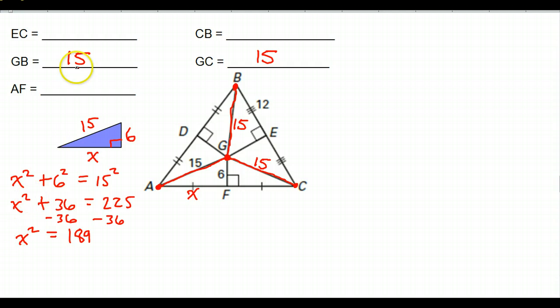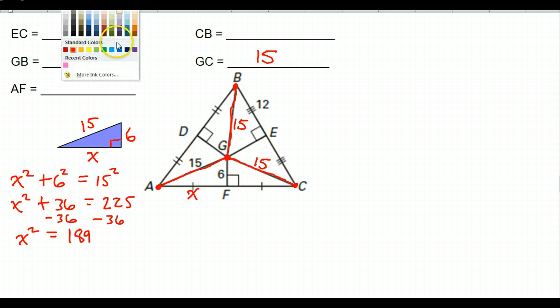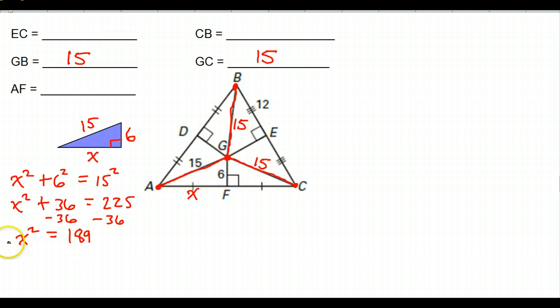Now if I just take the square root of both sides, my TI-30XS MultiView is going to give me 3 radical 21. So that is AF. So I can just put 3 square root of 21 just like that.